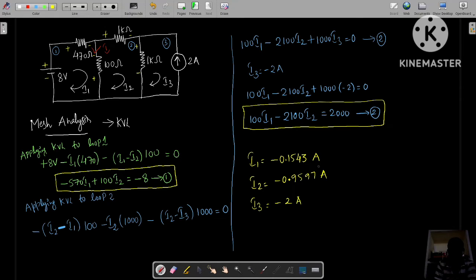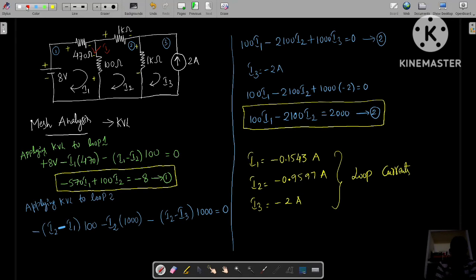These are the loop currents, not the actual currents. All these are which currents? Loop currents. Loop currents are nothing but the imaginary currents which we have assumed. Okay, but in order to find the actual current, what is the actual current here?